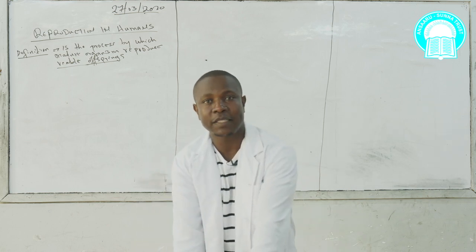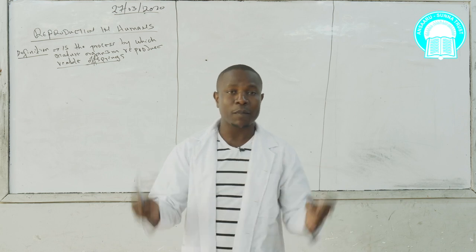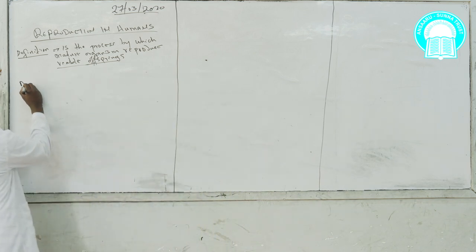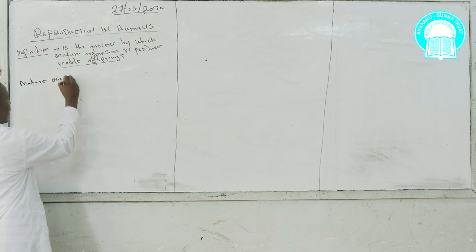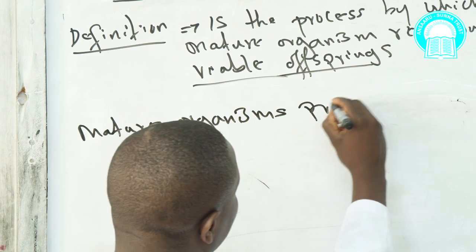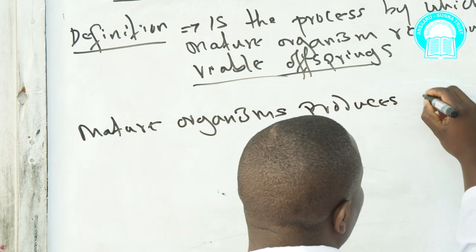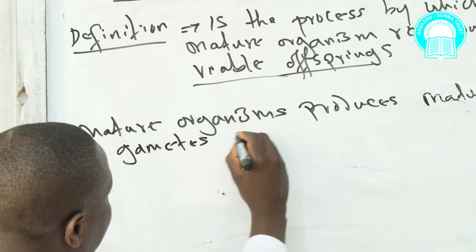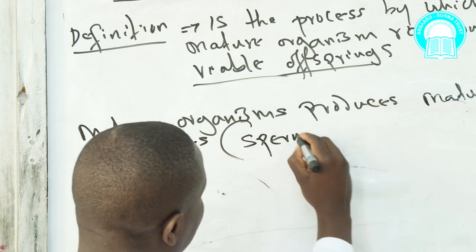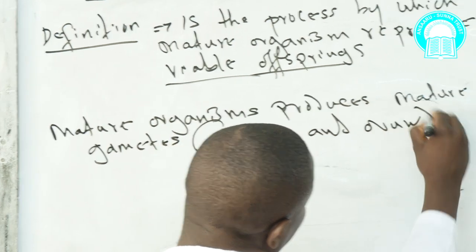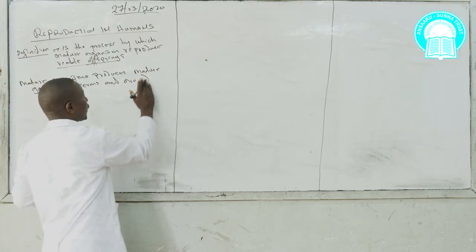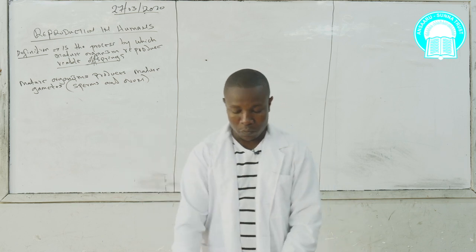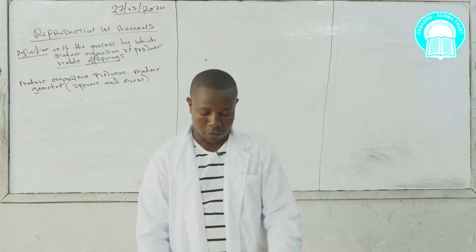So reproduction only takes place when the organisms are mature, because when organisms are mature, they are able to produce mature spermatozoa. So, a mature organism produces mature gametes. Examples of gametes are sperms in males and ovum in females. So the gametes are two: sperms and ovum. The organism must be mature for it to produce what? Mature spermatozoa or mature gametes.